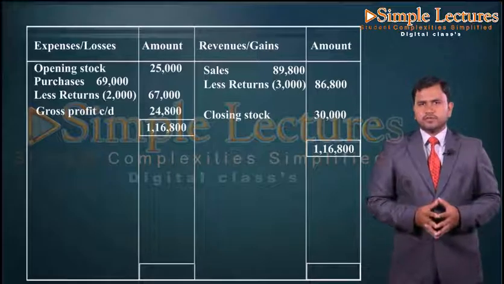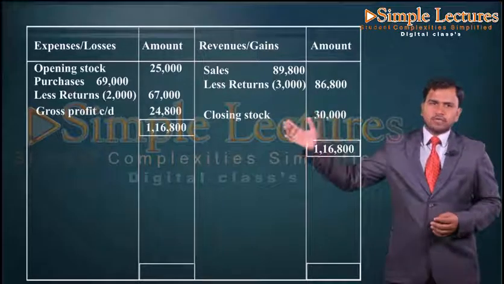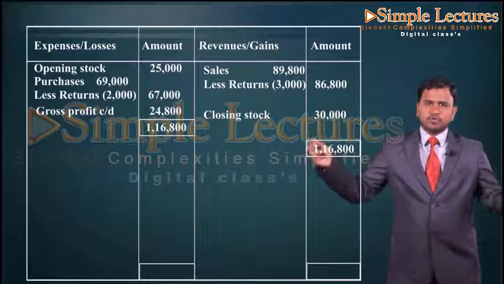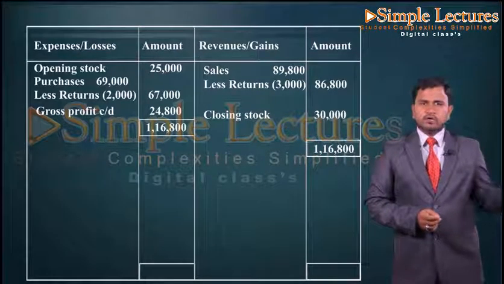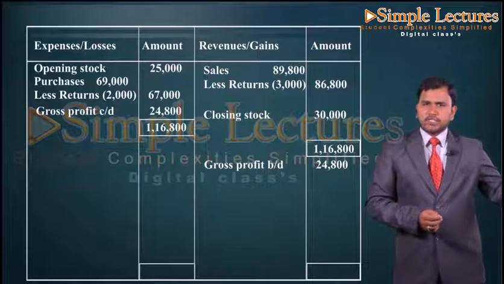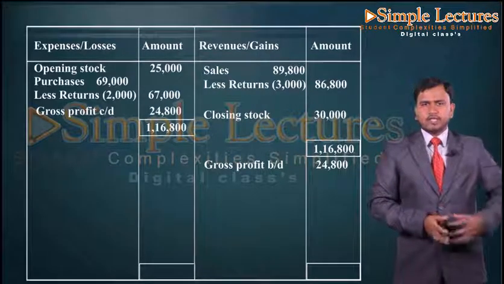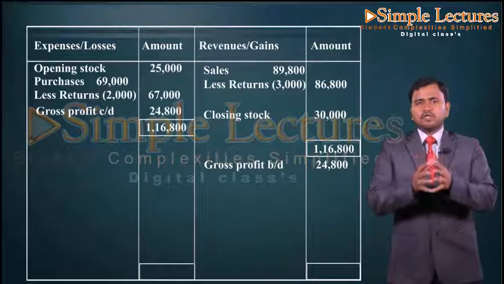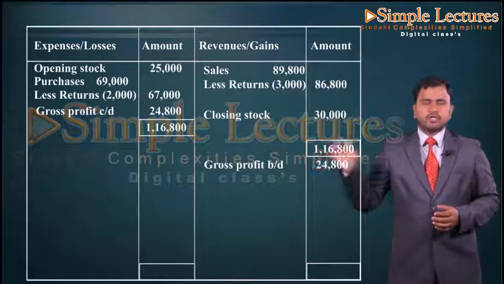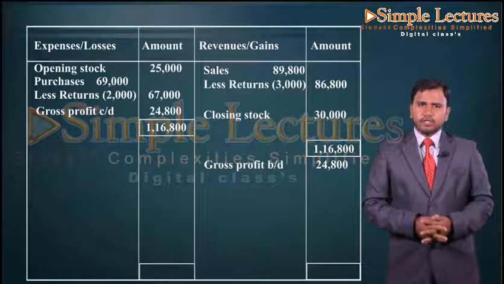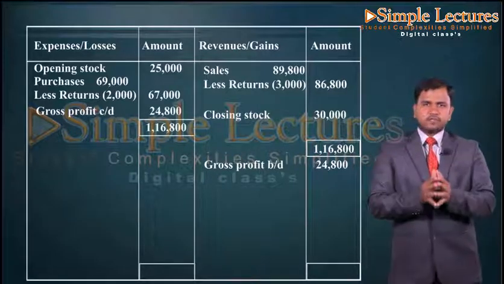The difference will be 24,800, which is nothing but gross profit carried down. To continue with the profit and loss account, the gross profit carried down we have should be brought down to the profit and loss account. So in the next line of the total, gross profit brought down on the credit side 24,800. So now whatever indirect expenses we have, we are going to record on the debit side, and whatever incomes we have, we are going to record on the credit side. So let us take down the entries we have.